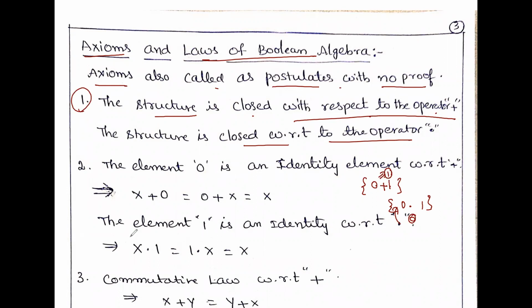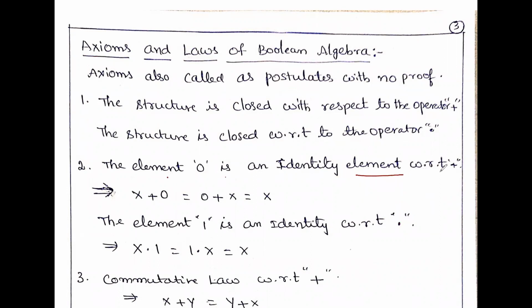The second one is the element 0 is an identity element with respect to plus. Already we have discussed before, the additive identity is 0. That means if A is added with 0, then it becomes A only. Similarly, if any variable is added with 0, it becomes the same variable itself. X plus 0 equals 0 plus x equals x only. This is nothing but the additive identity. Similarly, the multiplicative identity means x dot 1 equals 1 dot x equals x only, just like A dot 1 equals A only.